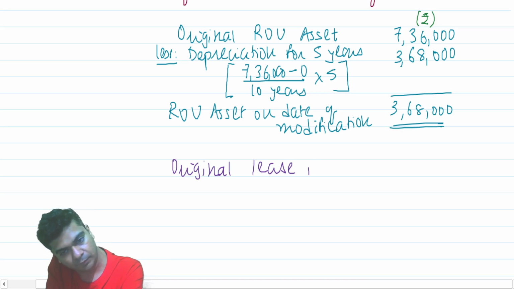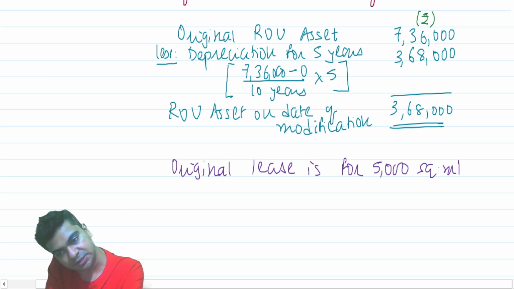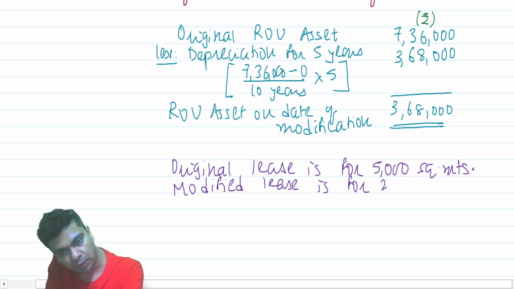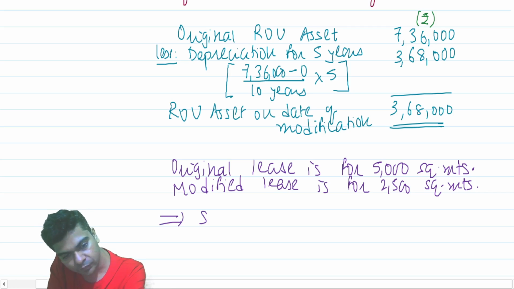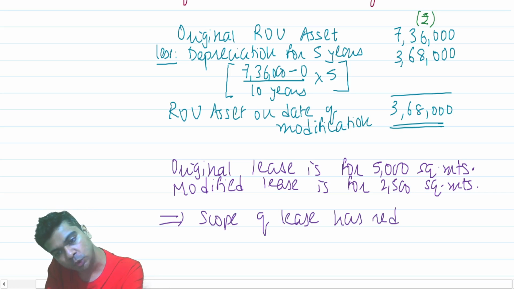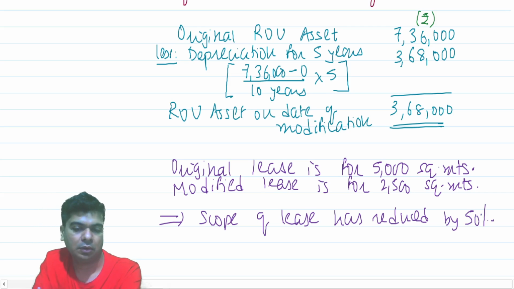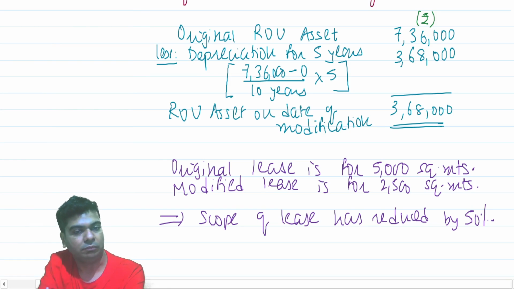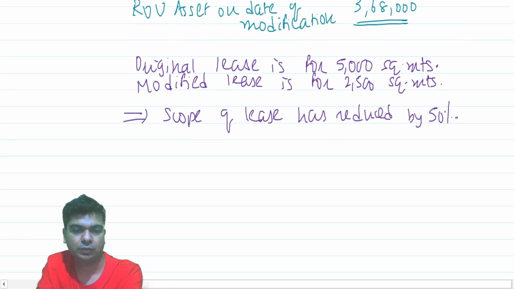Original lease is for 5,000 square meters. We'll stop. Modified lease is for 2,500 square meters. Implies scope of lease has reduced by 50%. Right, your scope of the lease has reduced by 50%.